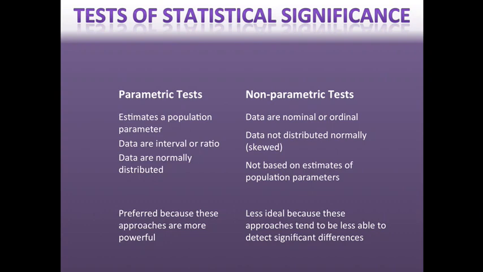Now, you can also use non-parametric tests, and that's actually appropriate to all ranges of data, particularly nominal and ordinal data, or skewed data. And it doesn't necessarily expect that you're making estimates based upon population parameters. Now, these tests are very useful, but they're not necessarily as ideal because they tend to be a little bit less capable of detecting significant differences. But sometimes you have to use them because that's the type of data that you're looking at.